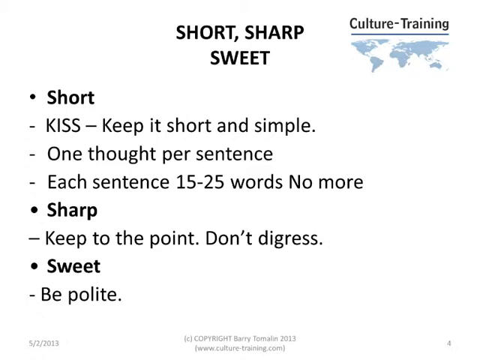What it means is this. Try and use 1 thought per sentence. And try and keep your sentences between 15 and 25 words. Next, sharp. To keep it sharp, keep to the point. Be clear, don't digress. Remember, a message isn't delivered until it's understood. Third, sweet. To keep it sweet, be polite. Remember, if you're only going to communicate by conference call, why make enemies of people you haven't even met?